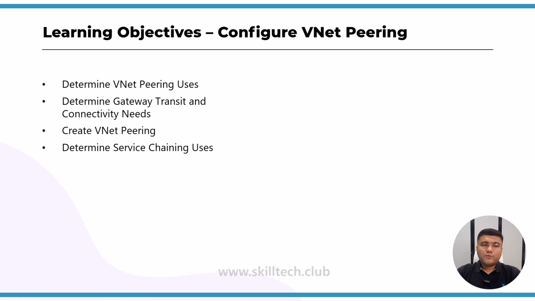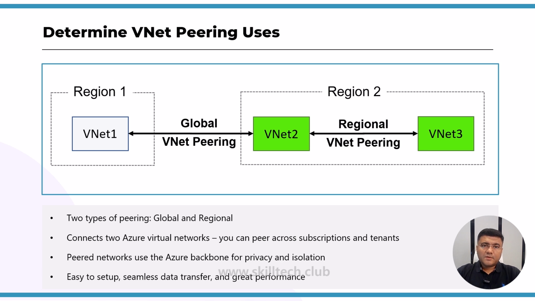In this module, we are going to focus on what and where exactly we are going to use virtual network peering. Then we are going to focus on determining gateway transit and connectivity needs according to that. And then we will see how we can create virtual network peering, and determine service chaining uses which are associated with that. Now, have a look at this particular slide.